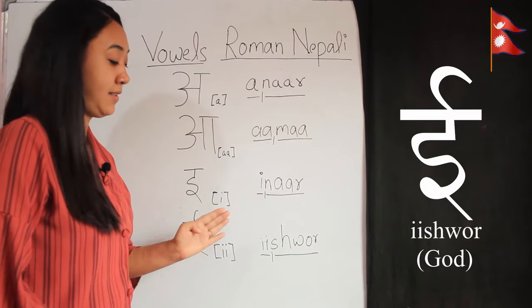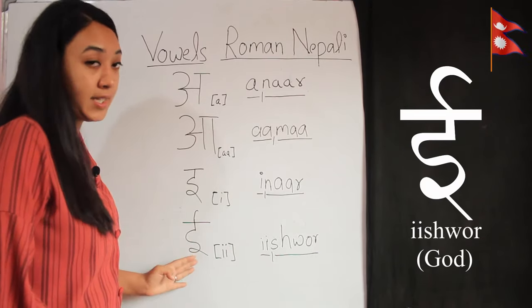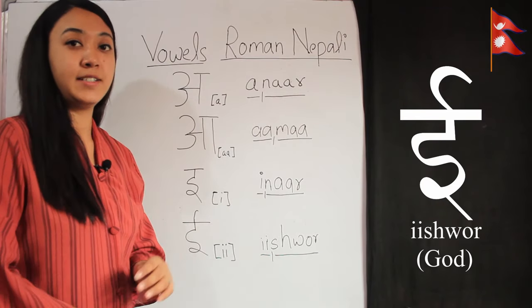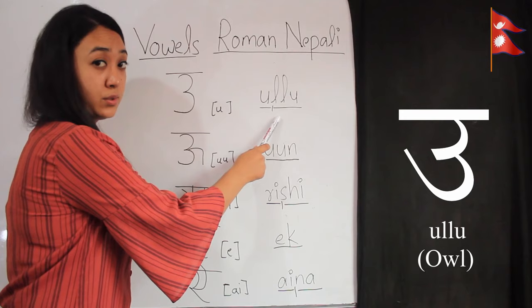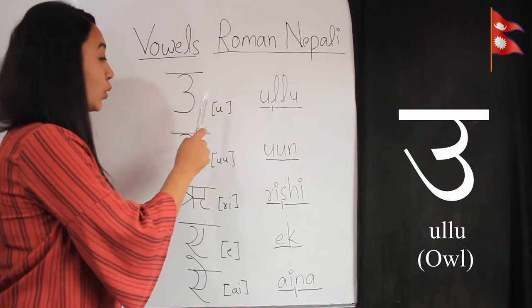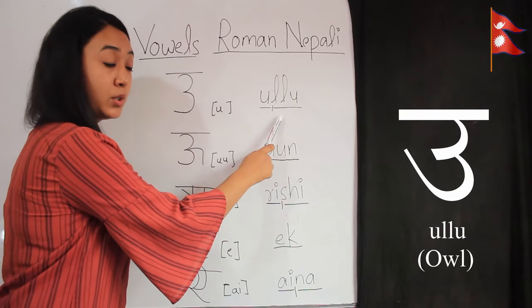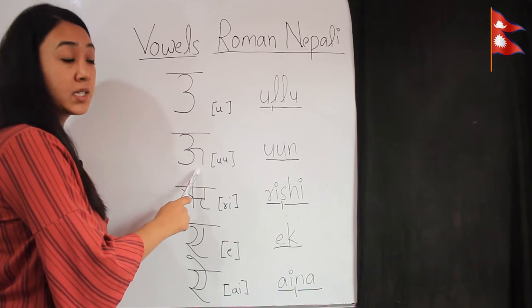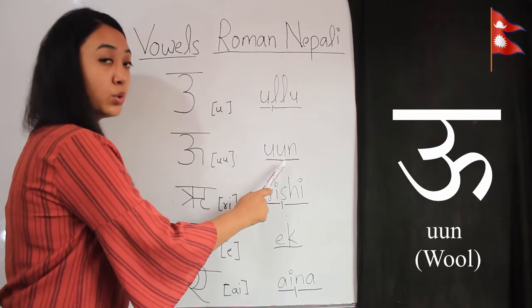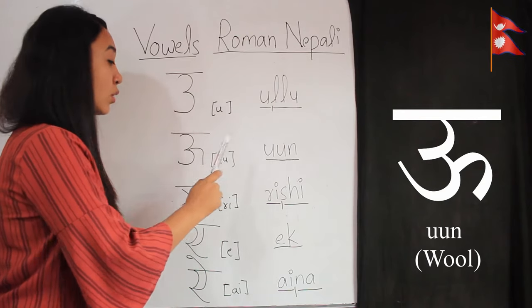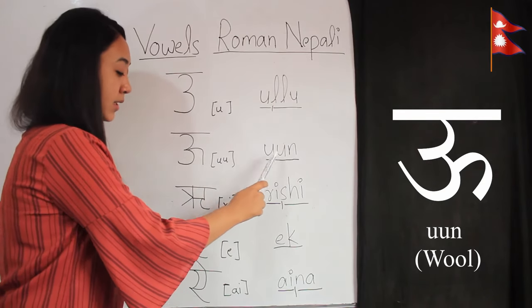E, eastward. U, ullu. This one is a bit longer than the previous one. U, un.